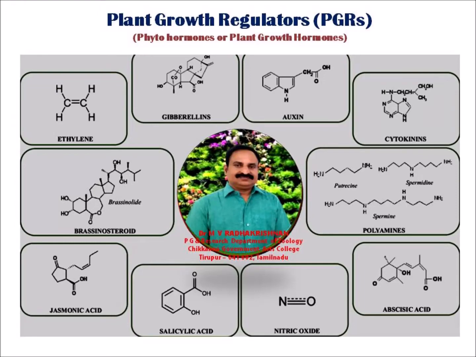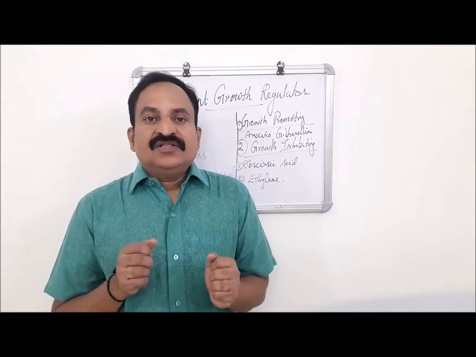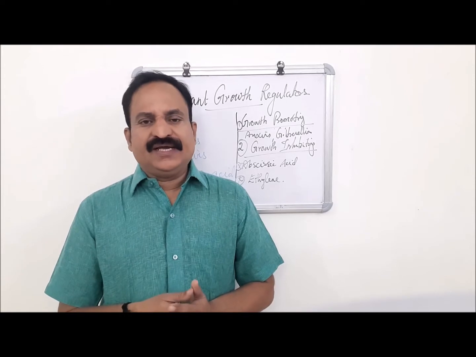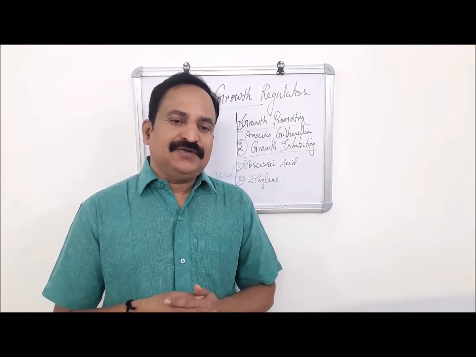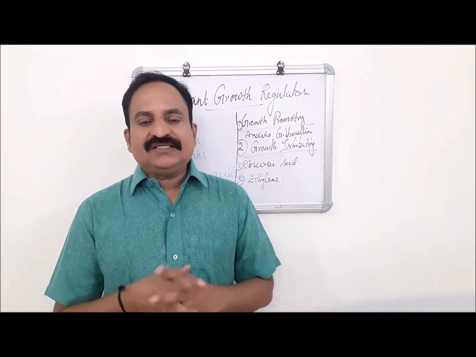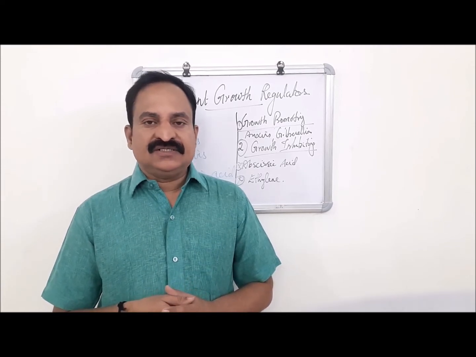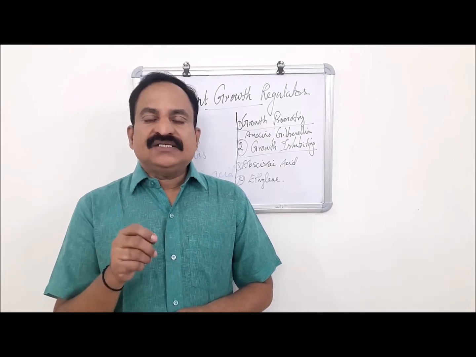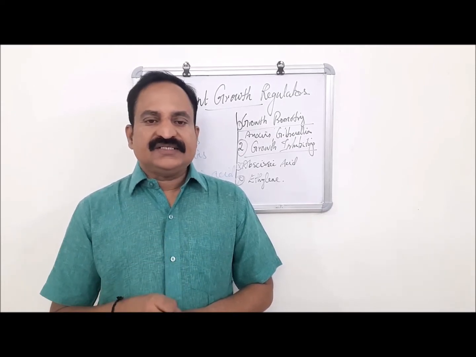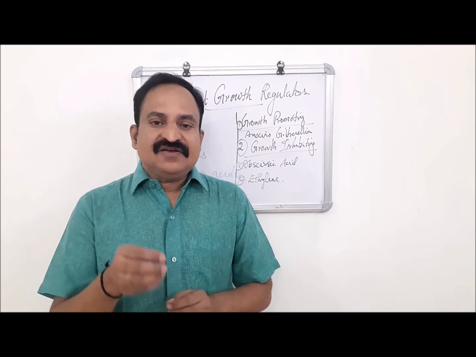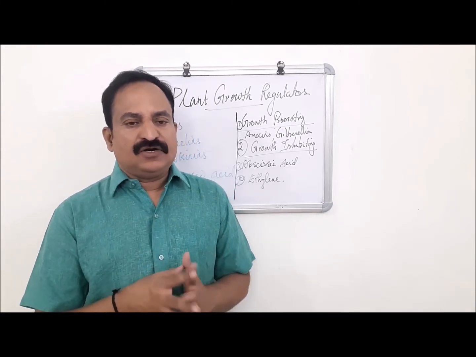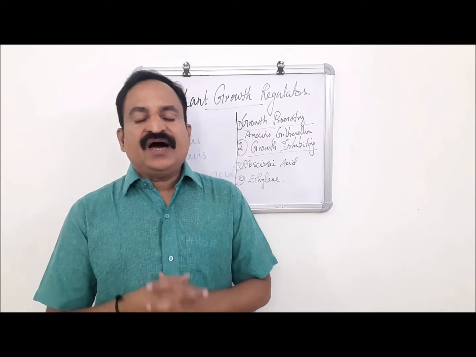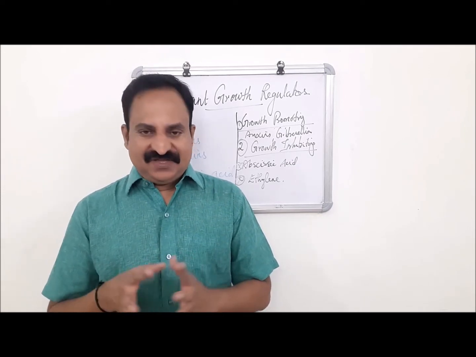Dear students, the topic is plant growth regulators, or phytohormones, or plant growth hormones. The growth rate of plants is controlled by a number of chemical compounds produced within the plants. These are called plant growth regulators or phytohormones or plant hormones. These phytohormones are organic substances which are synthesized in very small amounts in one part of the plant and transported to other parts where they show their effects.